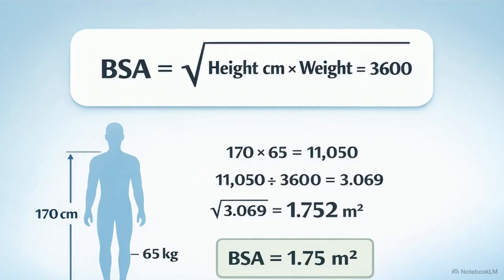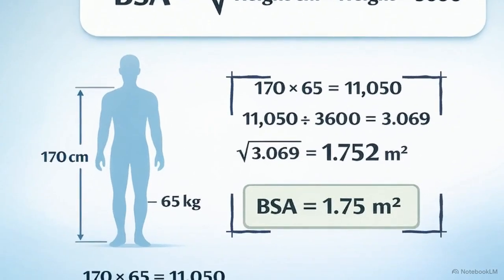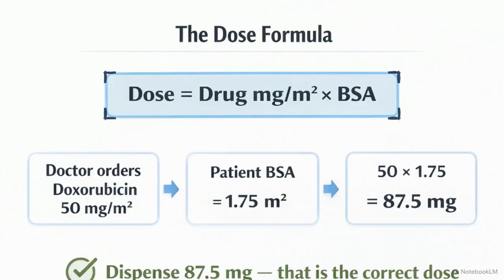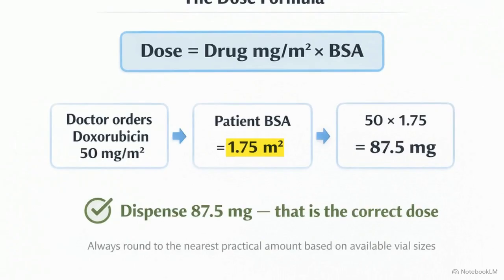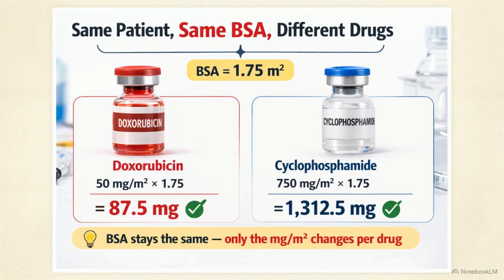This calculation breakdown outlines the first step of the protocol, determining the patient's body surface area, or BSA, using their specific height and weight. The next image displays the dose formula. In step 2, you take that established BSA and multiply it by the prescribed drug's specific milligram per square meter requirement. This side-by-side comparison demonstrates how 2 different drugs yield radically different final doses for the exact same patient.